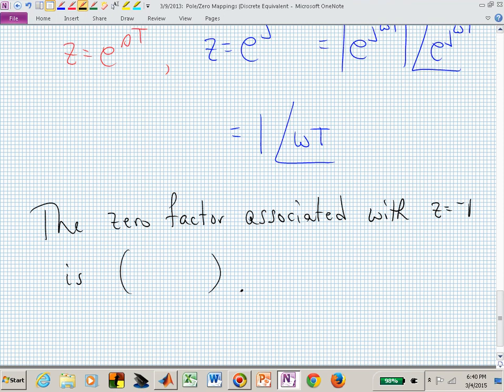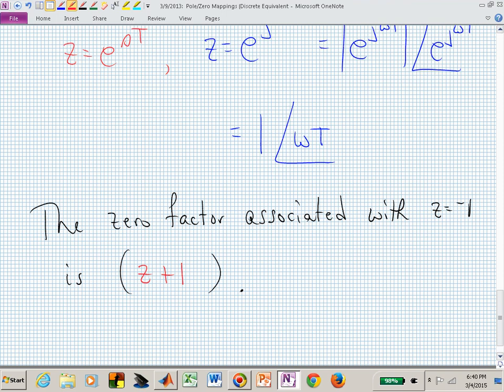We want a factor such that when we replace z with -1 it becomes 0. If I put z equal to -1 in that expression, it's going to vanish.